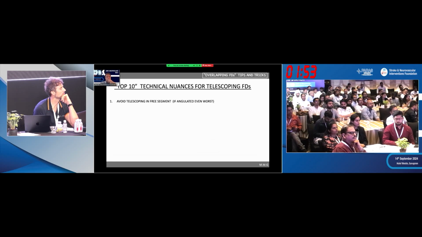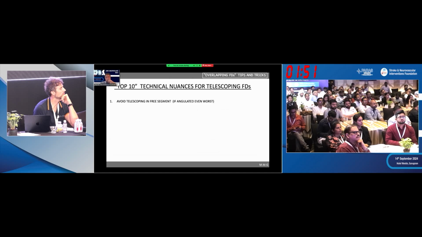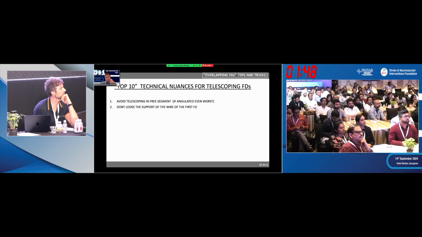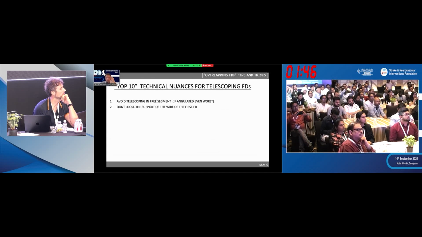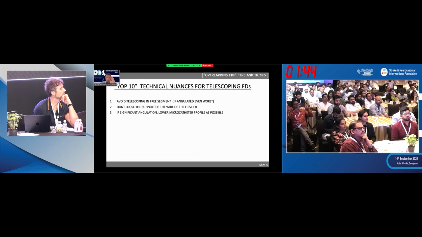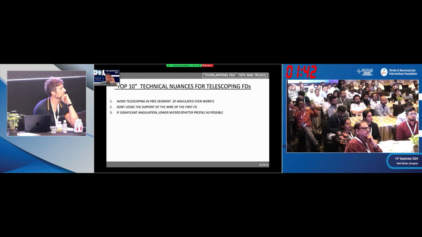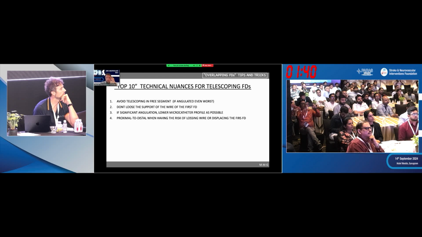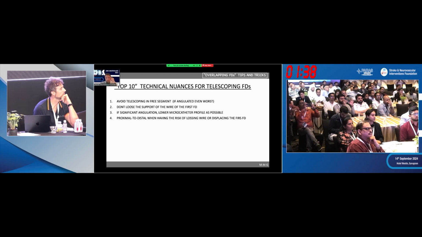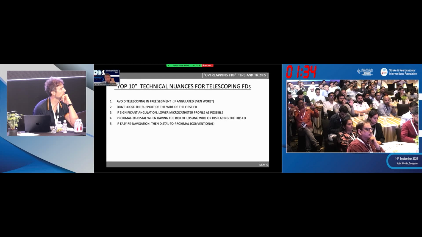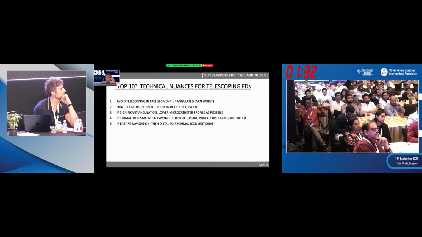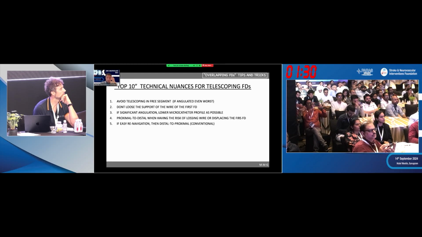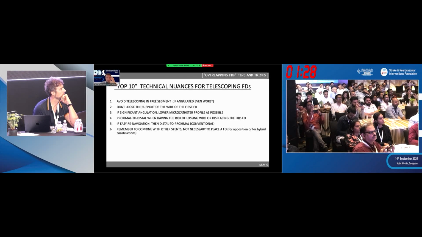telescoping. Avoid telescoping in a free segment. If it's angulated, it's even worse. Don't lose the support of the wire of the first flow diameter. If you have significant angulation, lower the profile of the microcatheter as much as possible. Remember, proximal to distal is an option, but you are having the risk of losing the wire or moving the first flow diameter. If easy re-navigation is a stress segment, then it's okay. Then distal to proximal, the conventional approach, is safe.